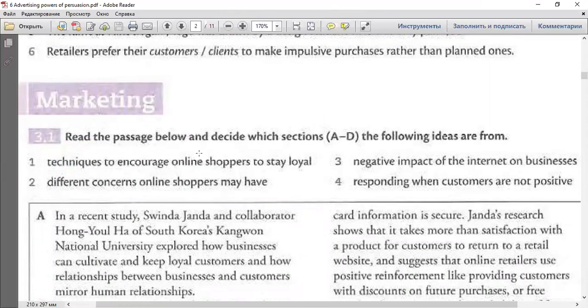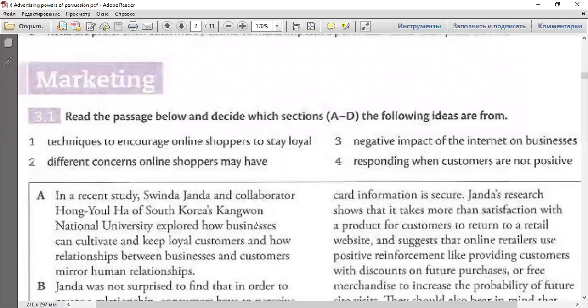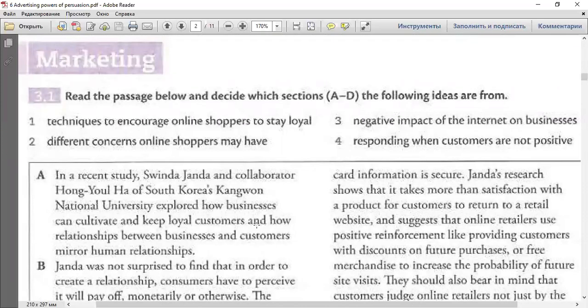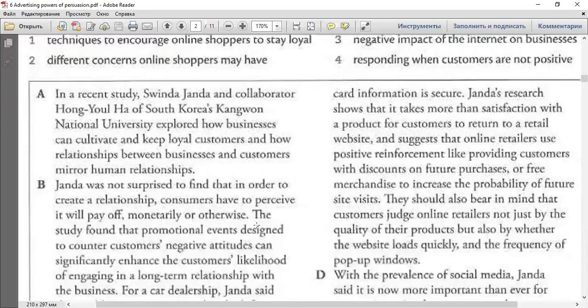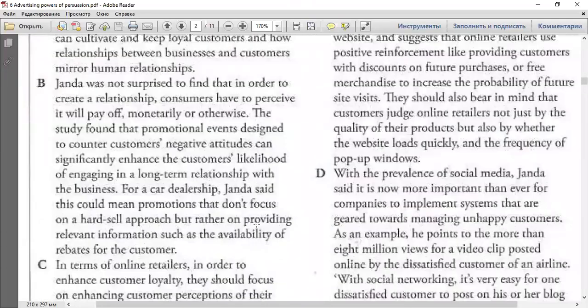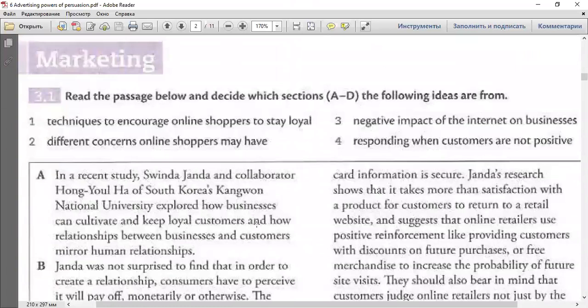Well, now if you haven't opened your own file, it's a very nice idea to do so. So the file is here in the chat box, the link, or under the video, under the screen. So under the presentation, you can download the PDF file and scroll it up and down at your own convenient pace. So please read the passage below and decide which sections A through D the following ideas are from. So there are 4 paragraphs, and please say which ideas are from which passage.